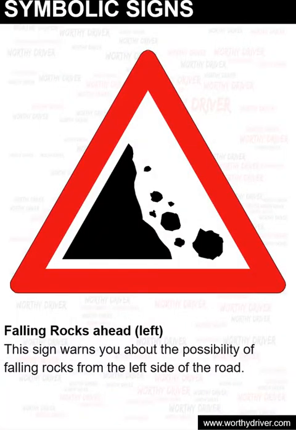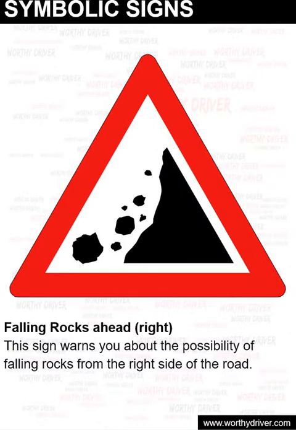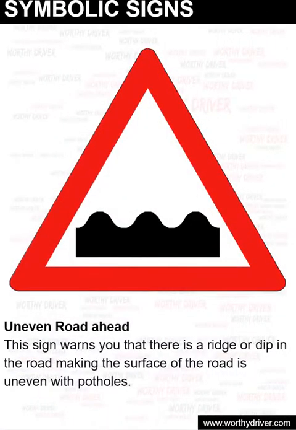Falling rocks ahead, left. This sign warns you about the possibility of falling rocks from the left side of the road. Falling rocks ahead, right. This sign warns you about the possibility of falling rocks from the right side of the road. Uneven road ahead. This sign warns you that there is a ridge or dip in the road, making the surface of the road uneven with potholes.